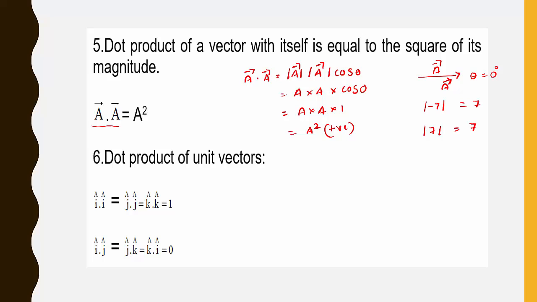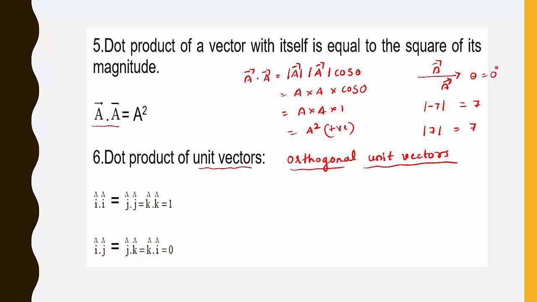Now we can study the next property, the dot product of unit vectors. We already studied the types of vectors. In that, the unit vector is one of the vectors and its value is always equal to 1. Unit vectors are usually used to represent the directions along the x, y and z axes, or we can call them orthogonal unit vectors. This is very important. What do you mean by orthogonal? Orthogonal means mutually perpendicular. All these unit vectors are mutually perpendicular to each other, so we call them orthogonal unit vectors.